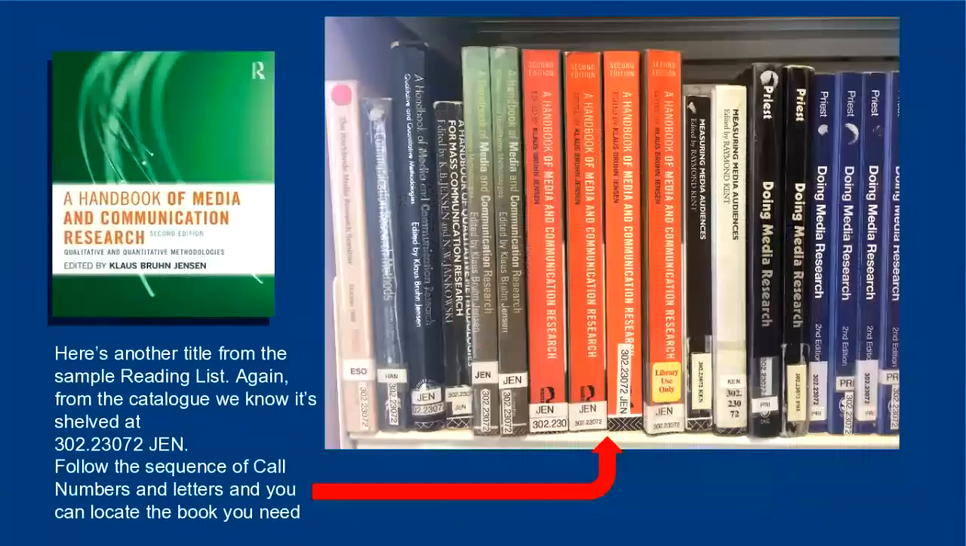If we look at another example from our sample reading list where we had an editor instead of an author, we treat it in just the same way. Again, from the catalogue, we know it's shelved at 302.23072 JEN. Follow the sequence of call numbers and letters and you can locate the book that you need. Also make sure you grab the edition that you need.